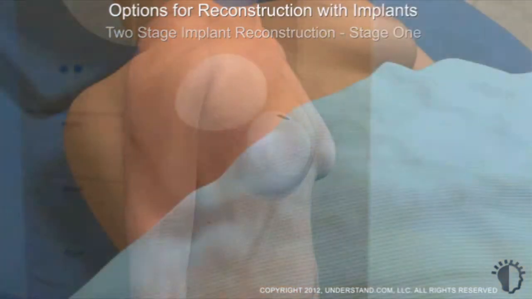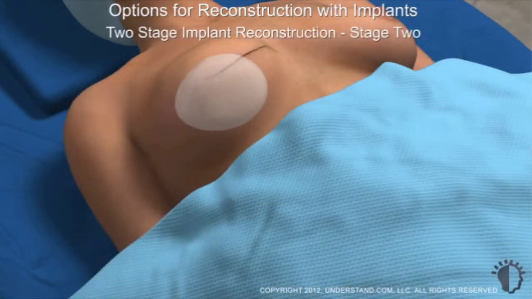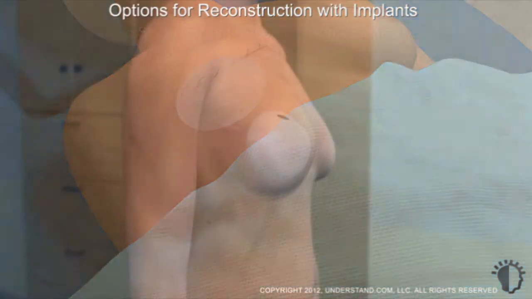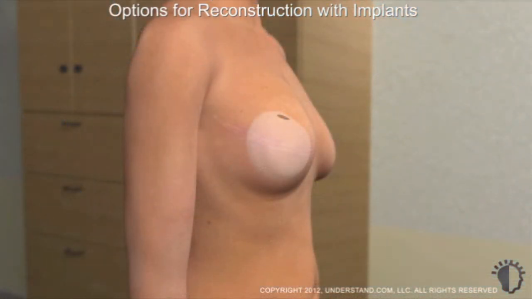At some point after that, once the patient and I are happy with the size of the breast, the patient's taken back to surgery as an outpatient, and that tissue expander is exchanged for a permanent implant. Now that permanent implant might be full of saline or silicone gel.